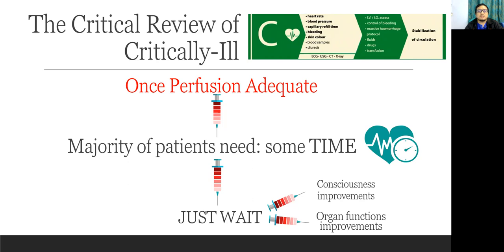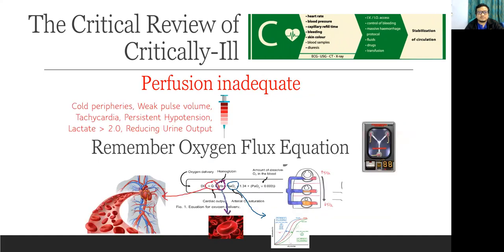Okay, once perfusion is adequate, just wait for some time for the consciousness to improve, for the patient to wake up, for the organ function to improve, especially the urine output. Okay, if the perfusion is inadequate, like cold peripheries, this is how I approach it, let's say, like a case scenario. So let's say this one patient is having inadequate perfusion. He had cold peripheries, weak pulse volume, tachycardia, persistent hypotension, lactate more than 2 with reducing urine output.